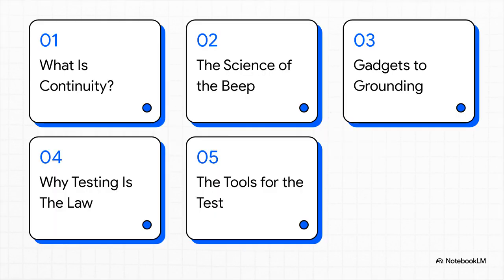All right, here's the game plan for this explainer. We're going to start with the absolute basics. What even is electrical continuity? Then we'll get into the science of that beep. After that, we'll look at where you see this stuff in the real world, from tiny gadgets to massive buildings, why it's actually required by law, and finally, the tools you'd use to do the job.